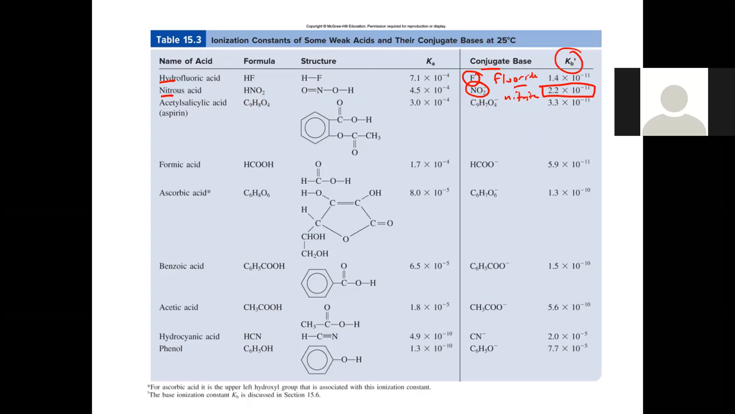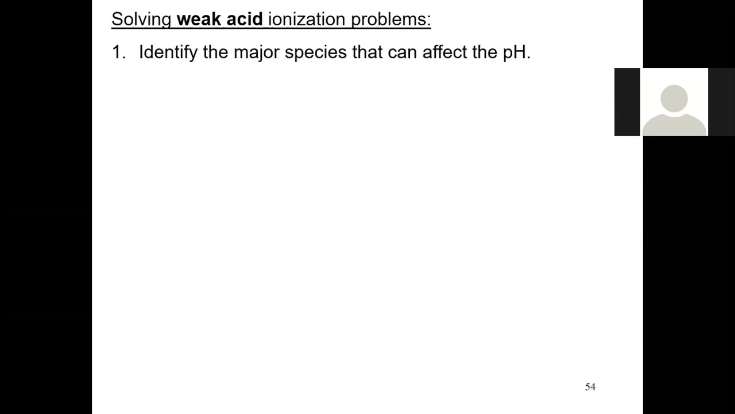Okay? So yan yung information na pwede nyong tandaan. Kung stronger siya in the forward reaction as an acid, most likely it's weaker as a conjugate base. That's why may statement tayo, kapag meron kang strong acid, yung conjugate base mo ay napaka-weak. Okay? So, how do we solve weak acid ionization?